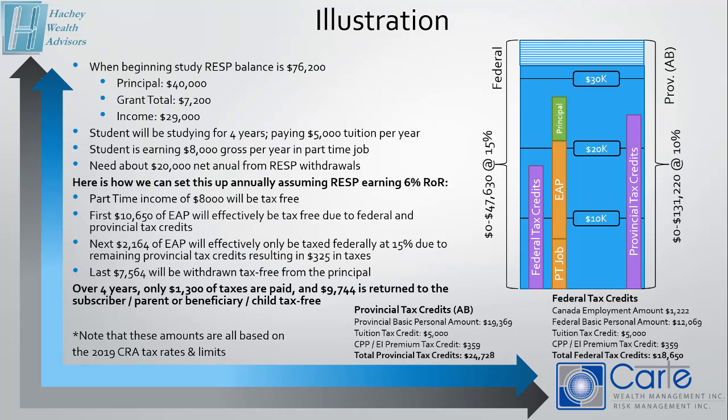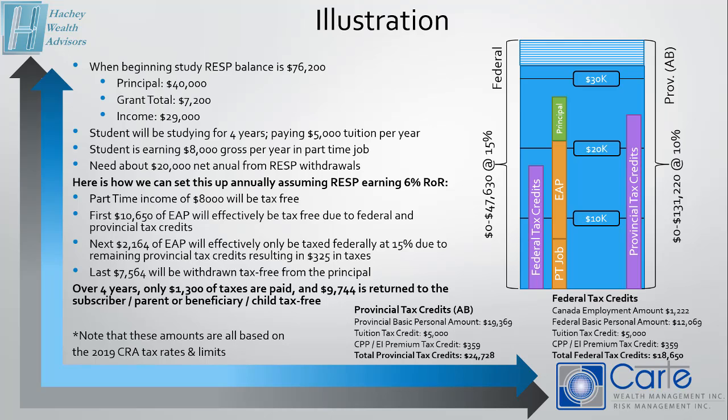Since there's too much RESP and grants to keep below the federal tax credit amount over the post-secondary study period, in this particular case, we're just imagining that we have a bigger RESP, we'll need to exceed that a little bit with an EAP withdrawal of $12,814.